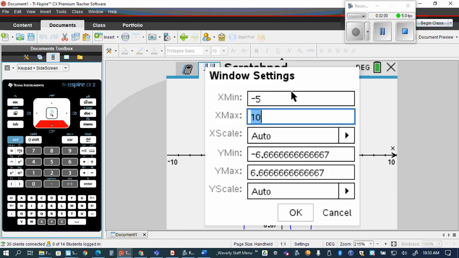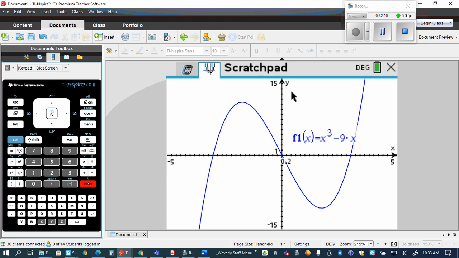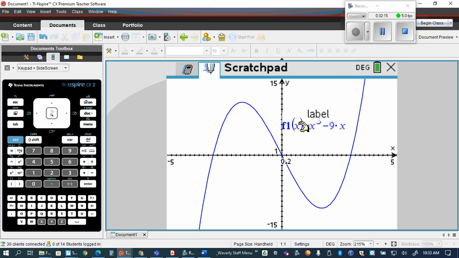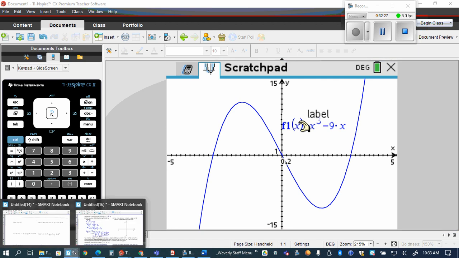-5 to 5. And what was the y? -15 to 15? There. Oops, I had the wrong thing. So where are the zeros of this graph? Right where it hits, right? So it looks like this.